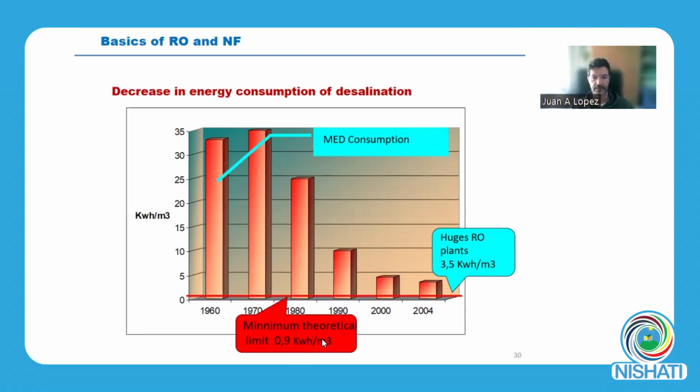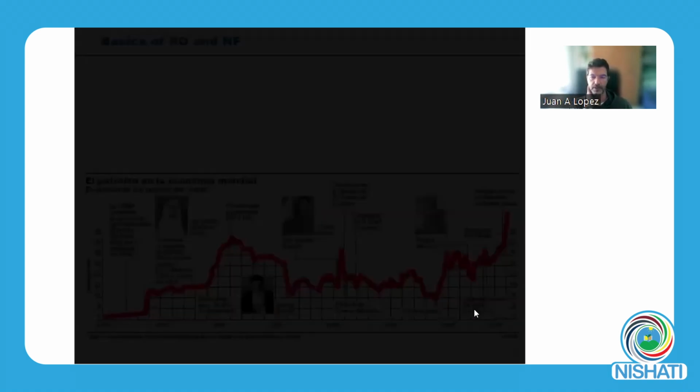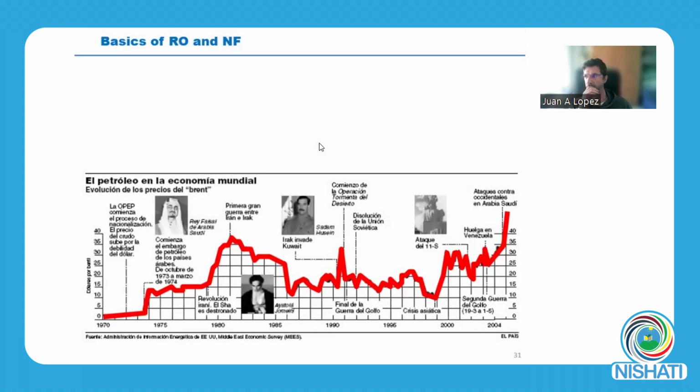And the thermodynamical minimum theoretical is about 0.9 kilowatts hour per cubic meter. Now the membrane industry is using nanotechnology applied to the membranes in order to reduce even more the consumption, and to optimize the energy consumption in the plant. And also we need better performance in the pumps, new kinds of coating inside of the pipes, etc.